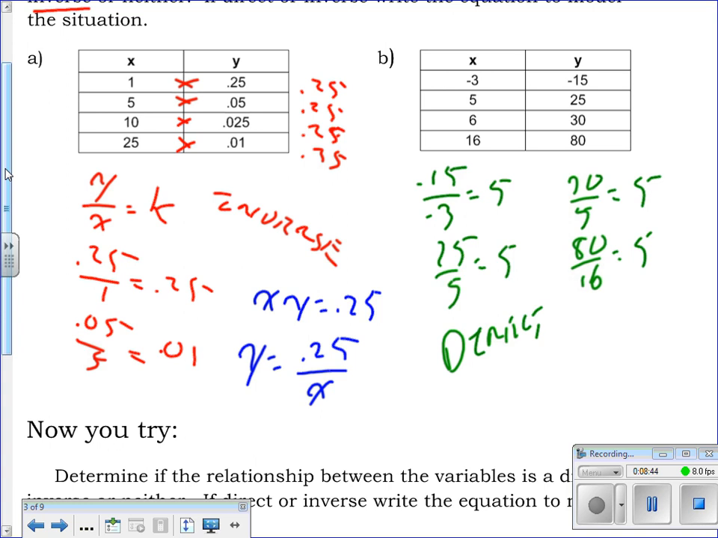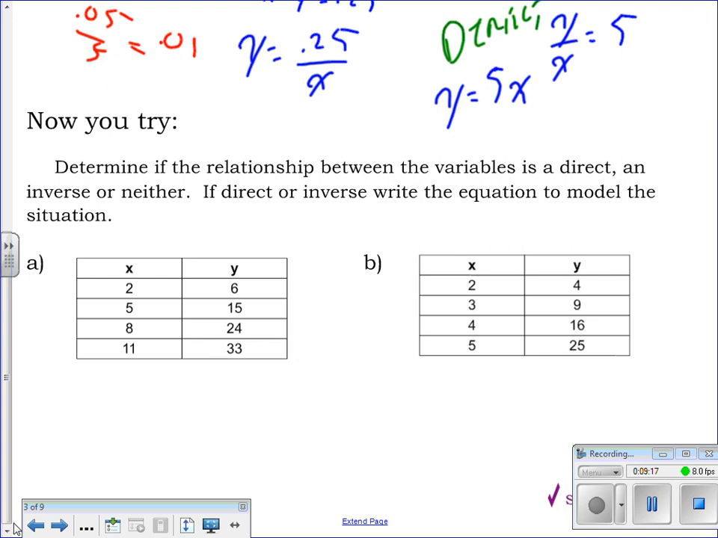Same thing here with the direct one. What did I do? I divided y by x. Y divided by x equals 5. That's what I got. That's a perfectly acceptable answer. However, if you want y equals, multiply both sides by x. Y equals 5x. Either one of those would be fine. Thank you for pointing that out to me. I often get obsessed with solving rather than writing the equation. My bad.